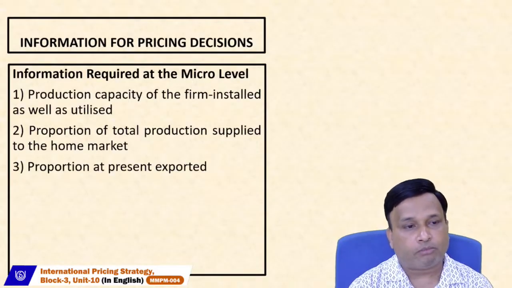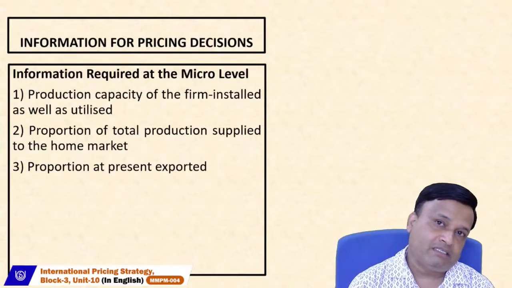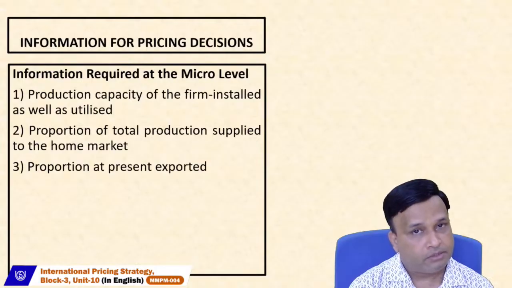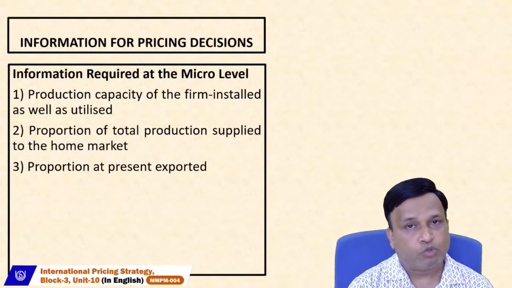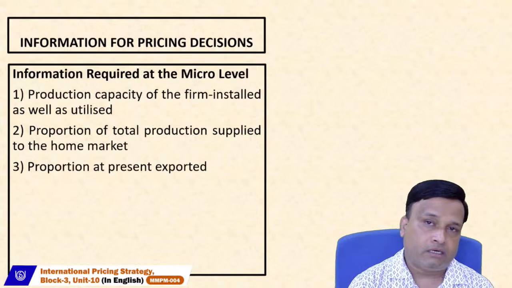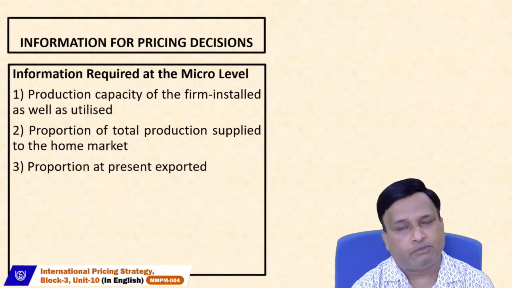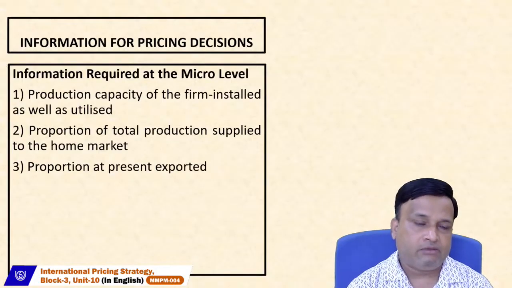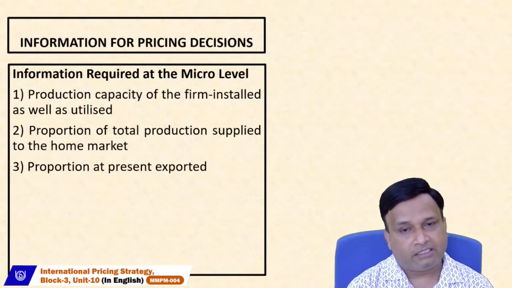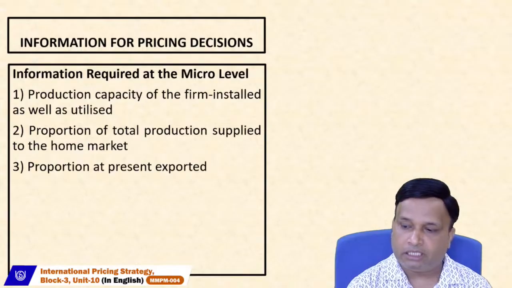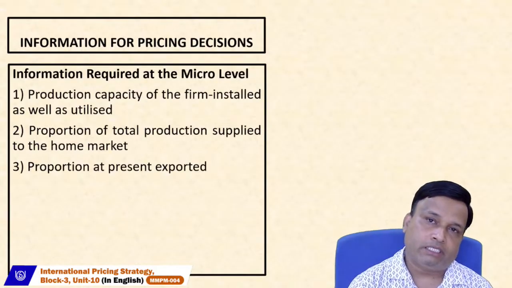Proportion of total production supplied to the home market. That is, whether you have control over the market, or most of the market is controlled by local players. If local players control the market and you have a smaller market share, then your price decisions are not decided by you. They are decided by the other parties.